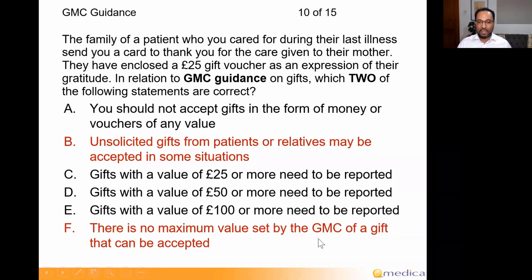The GMC don't specify any maximum value. So B and F are correct. The reason E is incorrect is that it's nothing to do with GMC. That's to do with the GMS contract. So like, I have to follow what the GMC says because I'm a GMC registered clinician. I'm on the GP register, but I don't have to follow what the GMS contract says because my practice is not a GMS practice, okay?